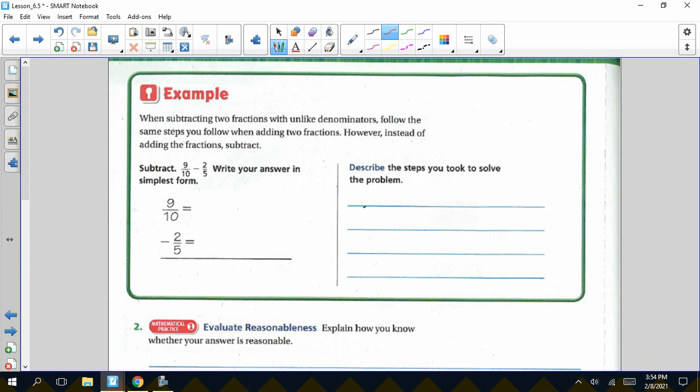Whenever we add or subtract fractions, the first thing we always have to find is a common denominator. Both of the bottom numbers in our fractions need to be the same. So we cannot do anything with those fractions until we find a common denominator. Now remember, when we are finding common denominators, we're thinking common multiples. Okay, we're thinking the least common multiple.